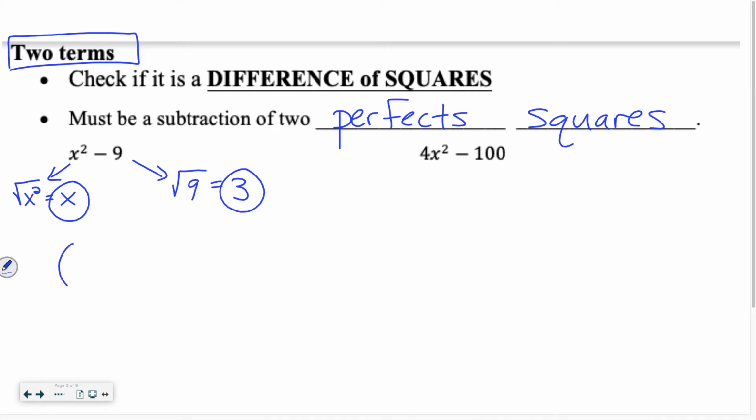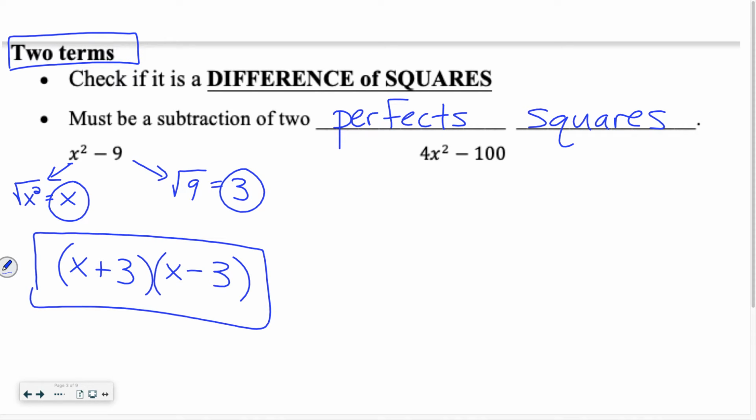To factor this, it's two sets of parentheses. The square root of the first term is x, so that comes first. The square root of the second term is 3, that comes second. And then our symbol is going to be a plus and a minus. So 1 plus and 1 minus. So it's as simple as that. You find the square root, and then you do 1 plus, 1 minus.